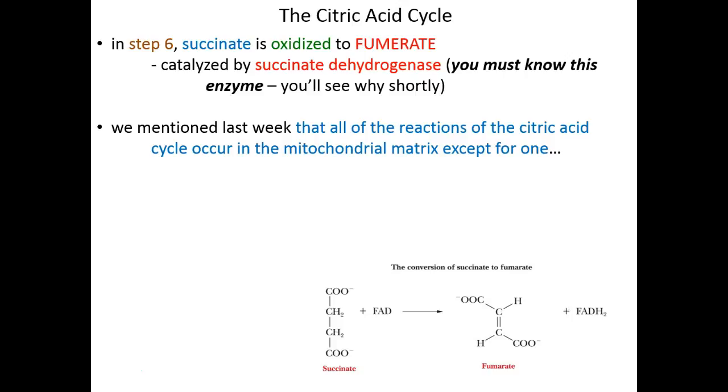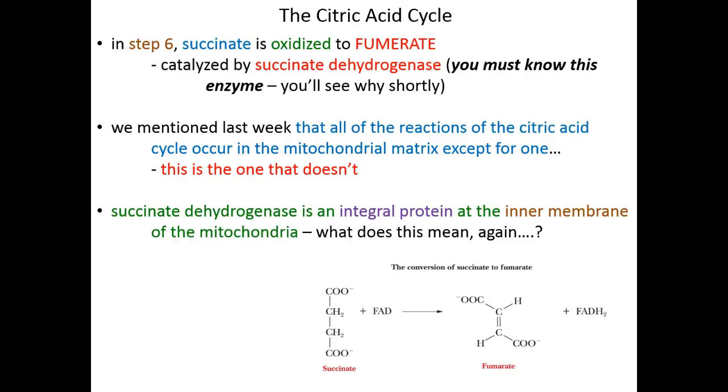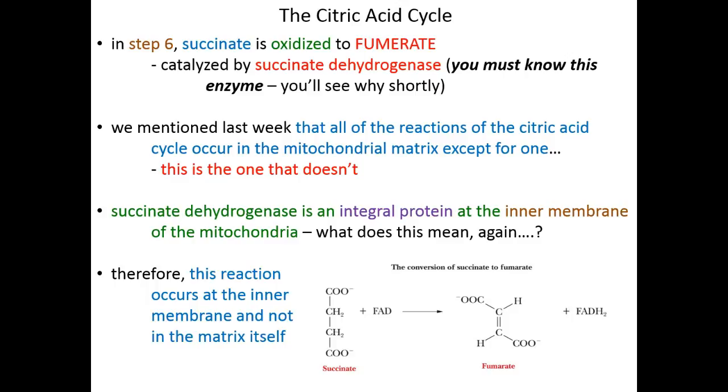I mentioned to you in the last lecture that all of the reactions of the citric acid cycle occur in the mitochondrial matrix, deep in the mitochondria, floating in the center of the organelle, except for one. This is the step that is not in the mitochondrial matrix. Instead, succinate dehydrogenase is actually an integral protein, and the membrane that it is embedded into is the inner membrane of the mitochondria. Remember, integral proteins are proteins that are embedded in membranes. So succinate dehydrogenase lives within the inner membrane of the mitochondria, and so that's where this reaction occurs, on the inner leaf of the inner membrane of the mitochondrial organelle.